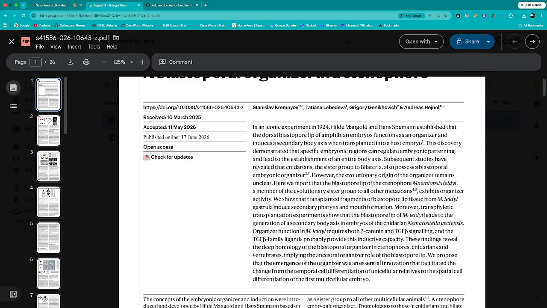So this is about spatial cell differentiation and about how we go from a bunch of cells in a cluster to these patterns.